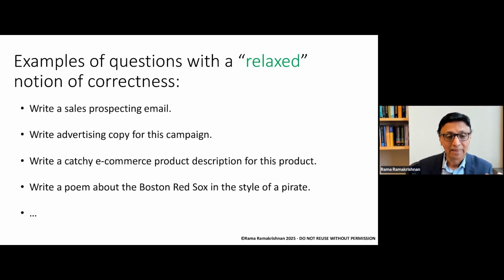So for instance, if you want to write a sales prospecting email, or ad copy for a marketing campaign, or an e-commerce product description, or any sort of creative output, like a plot outline for a movie sketch. These are all questions which admit a whole range of correct answers. There is no unique right answer. And so this is what I think of as the relaxed end of the continuum.